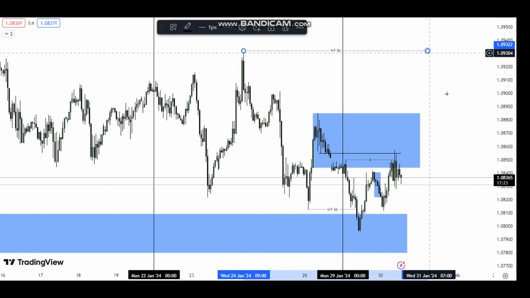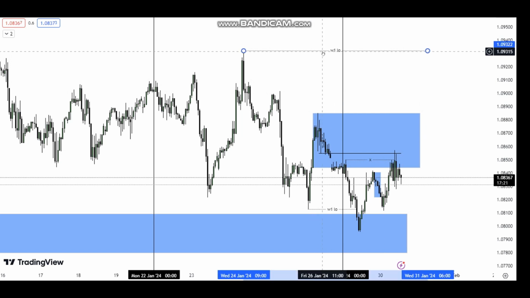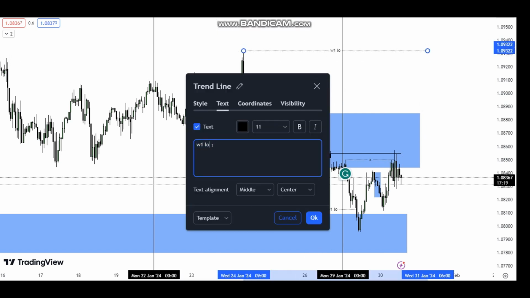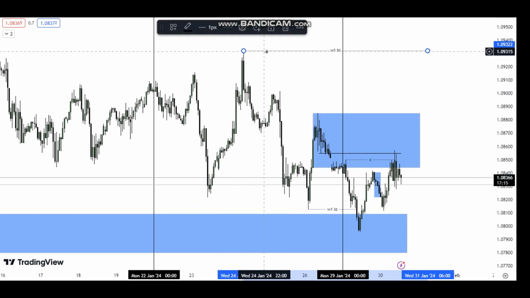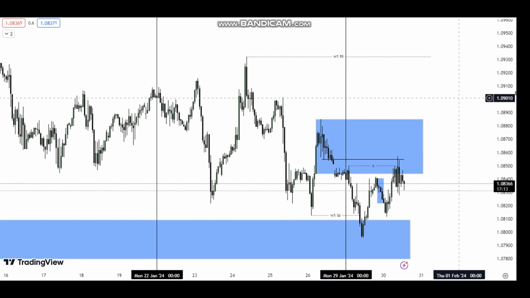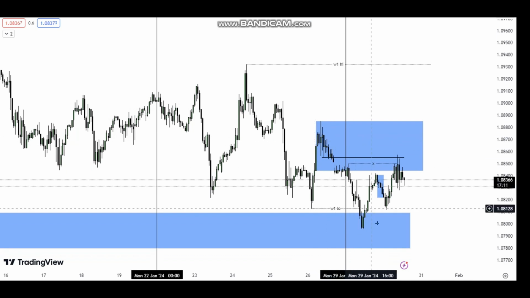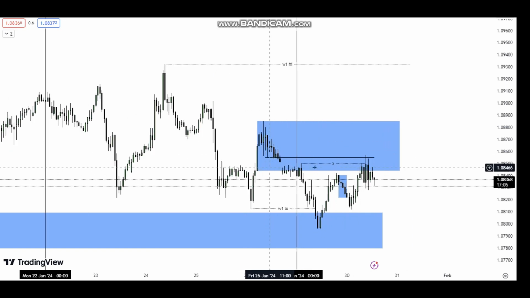Okay, so since we have this weekly high that has not been taken out, we could anticipate it coming back into that weekly high and taking out that weekly high, or we're going to continue with the order flow of the daily time frame, which is currently bearish at the moment. All right. So what happened today?